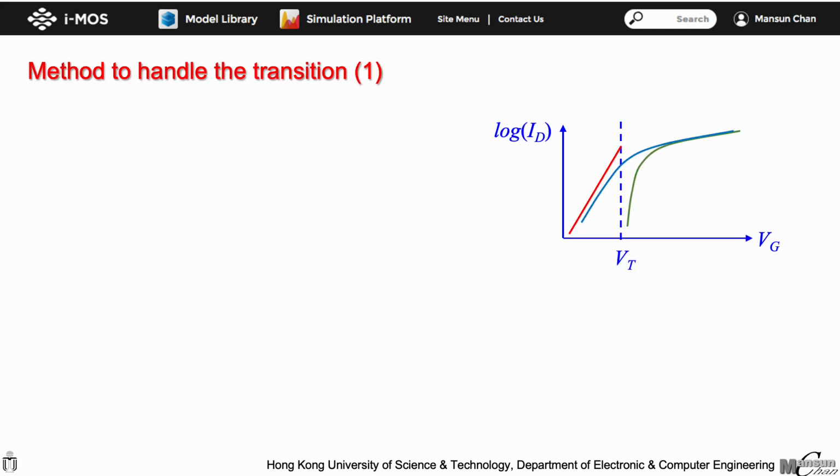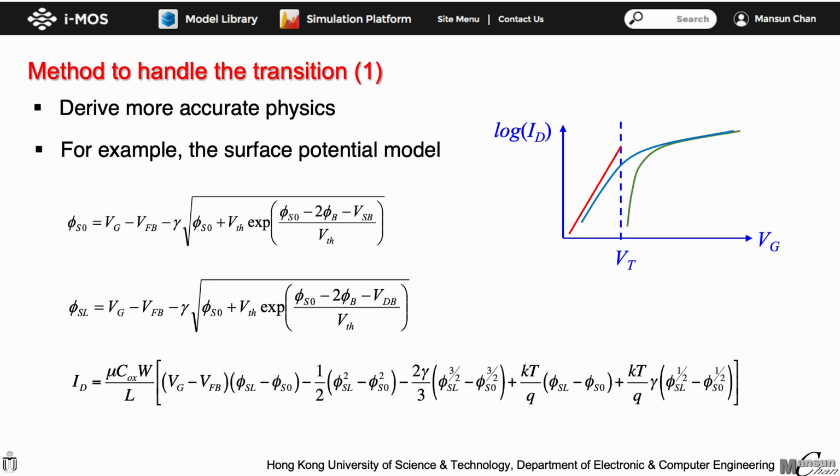We know that the actual current will change from the exponential characteristics to the linear characteristics as shown in the blue line in the graph. The question is how to provide such a transition. In general, there are two different methods to handle it. The first method is to derive more accurate equations based on the device physics. For example, using the surface potential approach, we can derive the current equations as given here, which is much more complicated than the simple model.